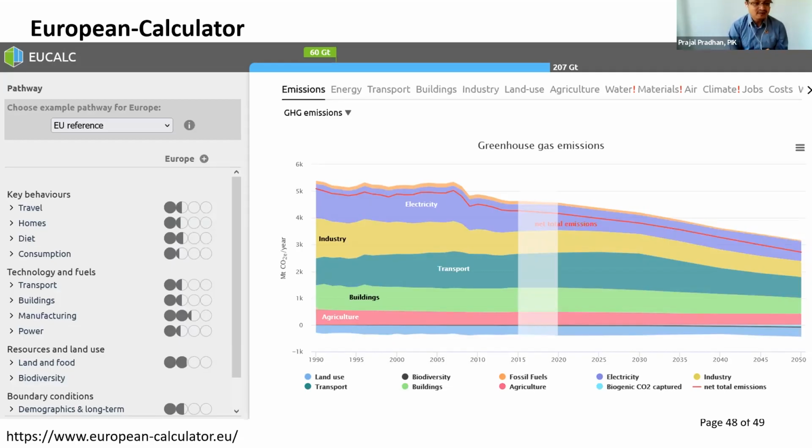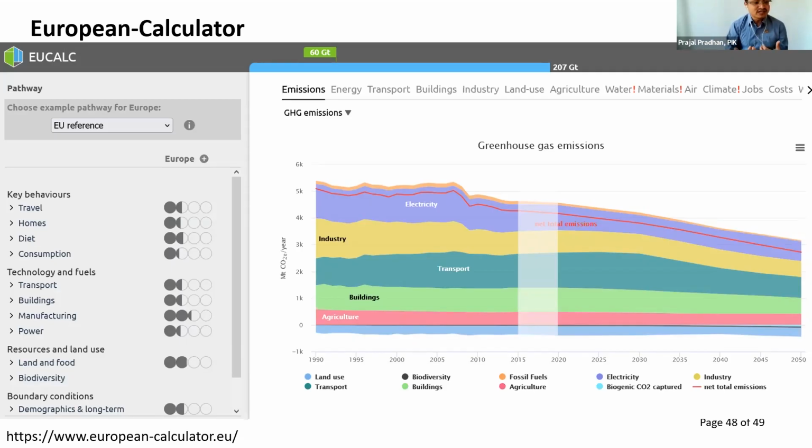Here I bring this example of the European calculator, and here in terms of circles, you see these 4 different circles, and one can choose the ambition among the circles and run this model to show what happens if, for example, in terms of diet, the ambitious diet would be more like a vegetarian diet. So what happens if everyone in Europe becomes a vegetarian? What does that mean in terms of the whole system? So this is more like a calculator-based approach.